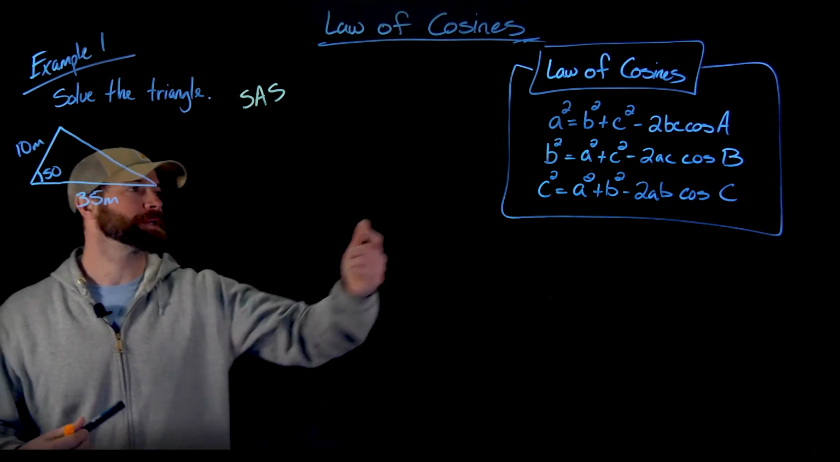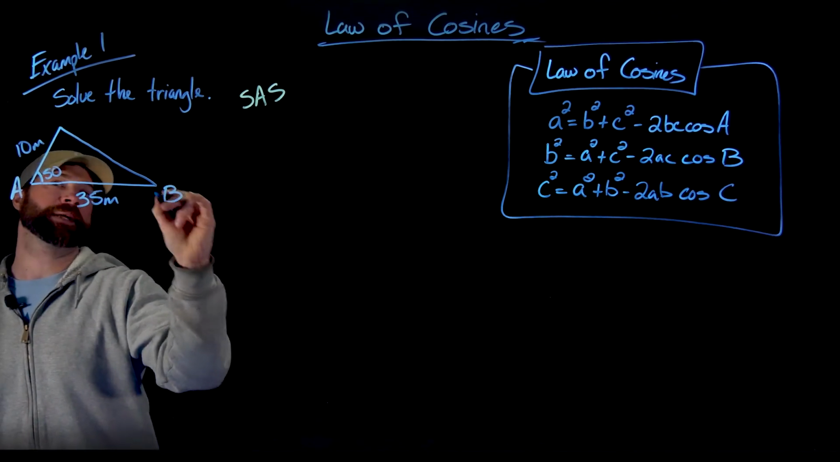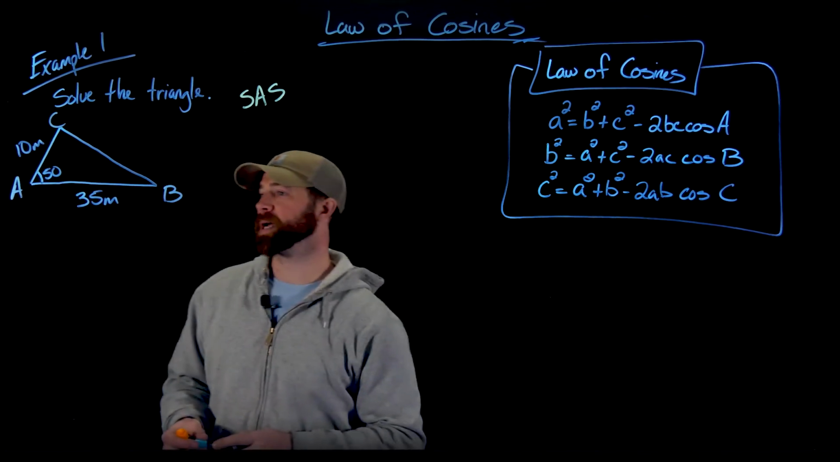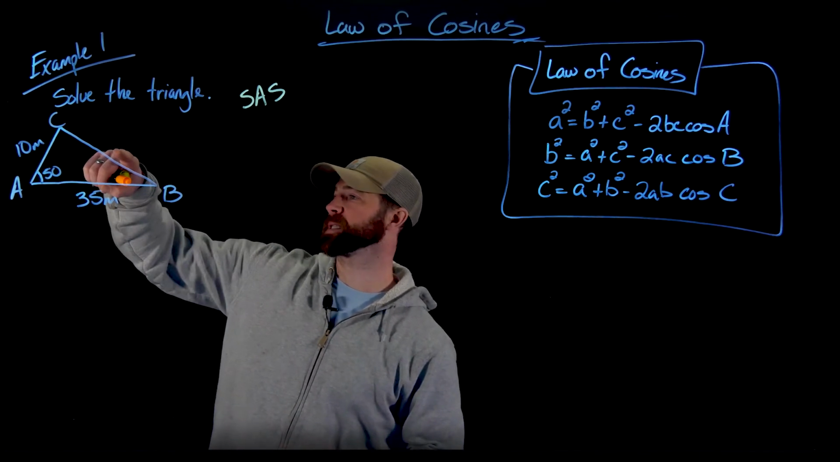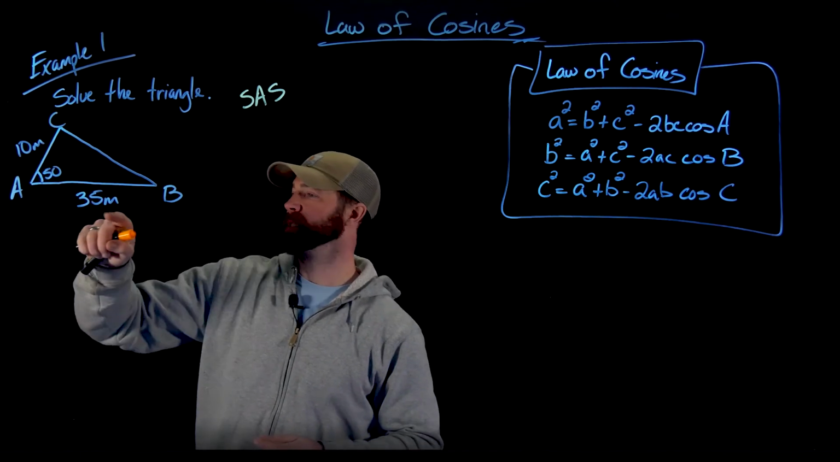I'm going to use this first one. And so I'm just going to label this A, B, and C. And as always, if I label this A, this is length A. B, this is length B, that's angle C, that's length C.